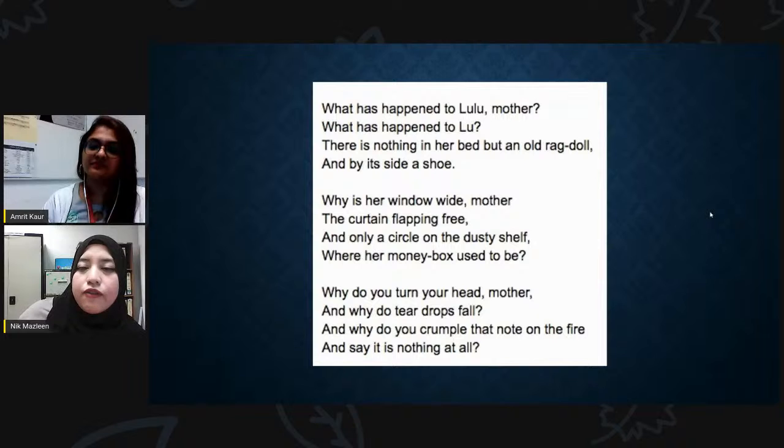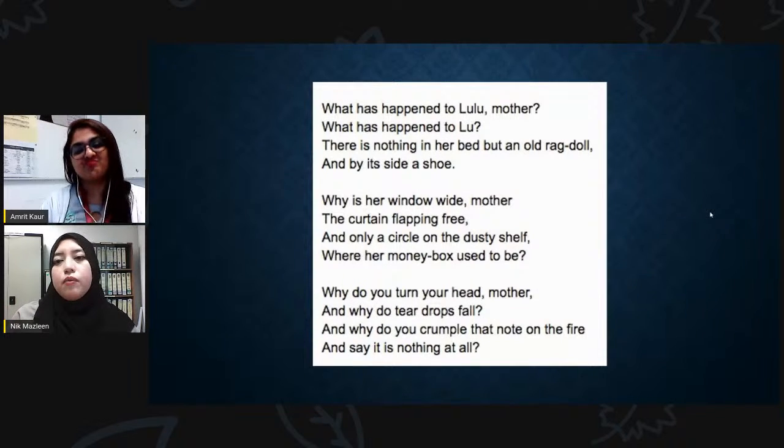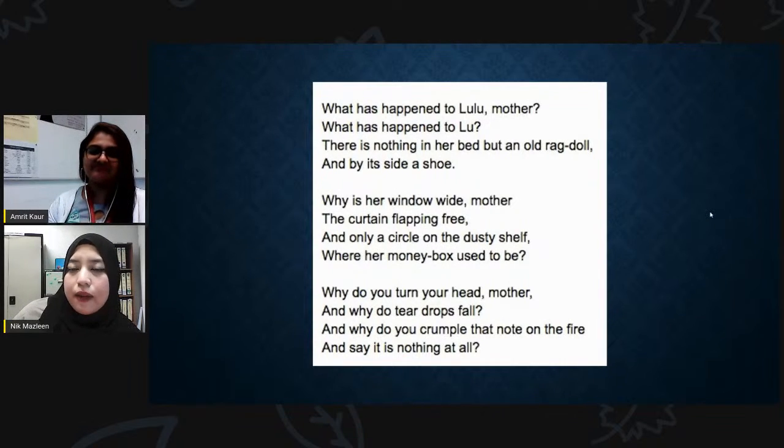If you look at the poem, it is surprisingly dark. The theme or the mood of this poem is quite dark. What has happened to Lulu? There's nothing in her bed but an old rag doll, aside the shoe. Why is her window white? Mother, the curtains are flapping free. So we can see that Lulu, or maybe her little sister, ran away from home. From here you can ignite their discussion.